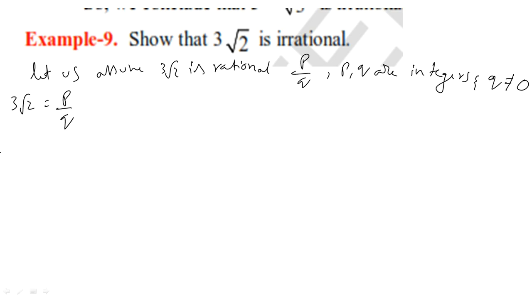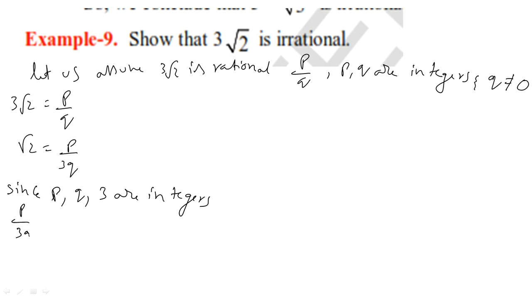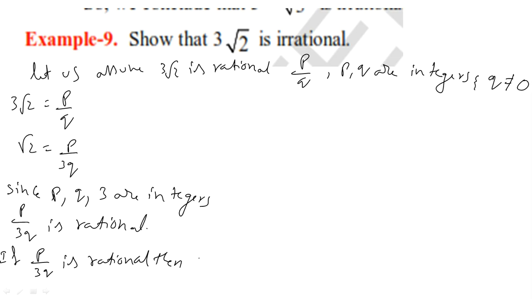3 root 2 is equal to p by q. Now root 2 is equal to p by 3q. Okay. Since p, q, 3 are integers, then p by 3q is rational. If p by 3q is rational, then root 2 is rational. Is root 2 rational? No.